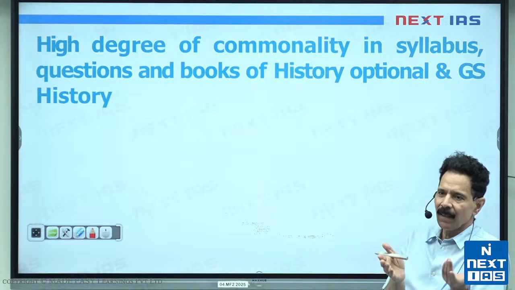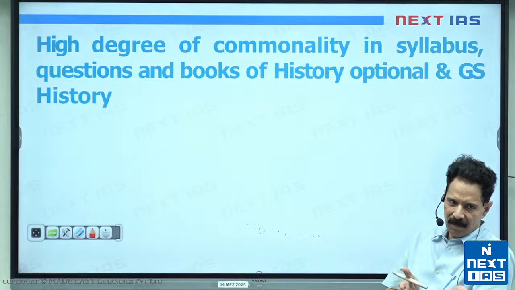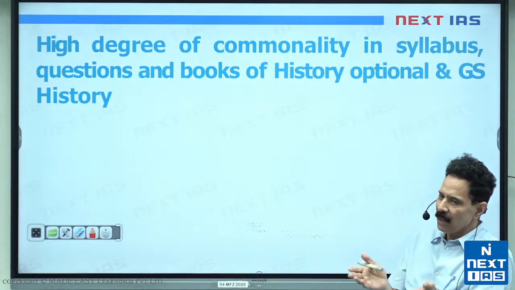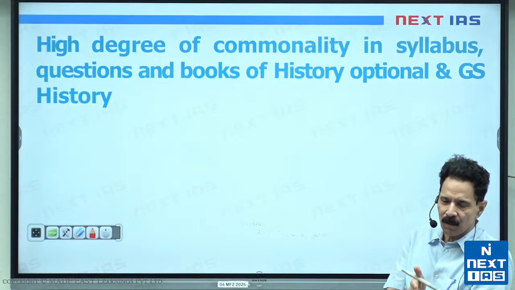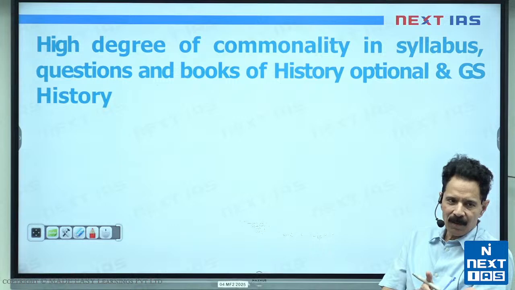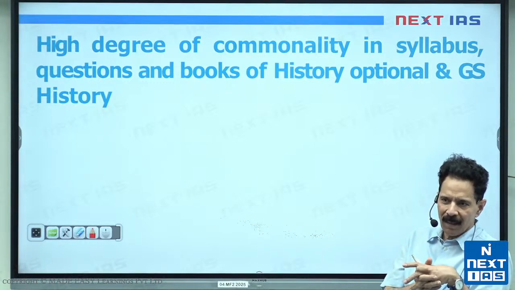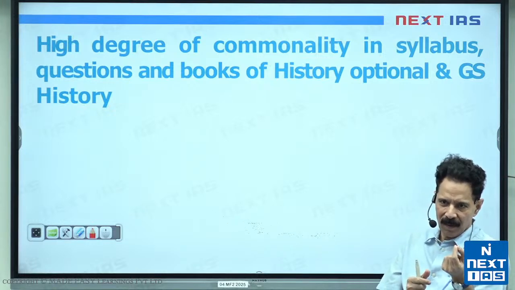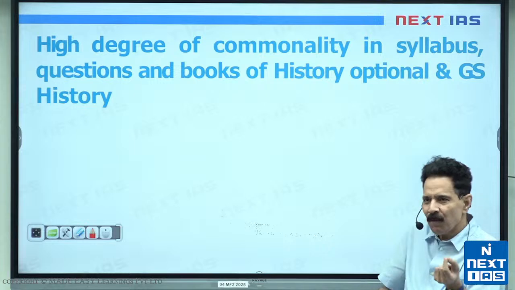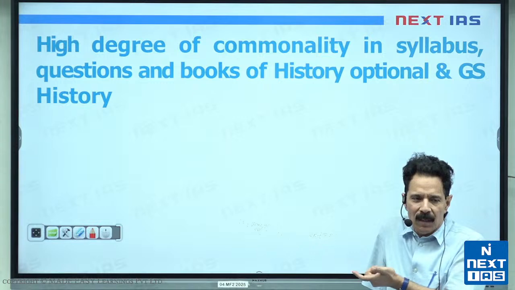For example, I have said Revolt of 1857. You have to do it in GS, you have to do it in history. I have said French Revolution, you have to do it in GS, you have to do it in history. World Wars, you have to do in GS, you have to do in history. Mahatma Gandhi, you have to do in GS, you have to do in history. So what is the difference? The difference is depth, sometimes historiography, sometimes the issues. Issues means sometimes even very small issues could occur as a question in GS. There is not a possibility of that in history optional.